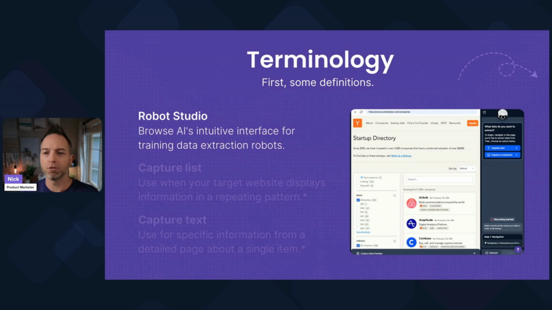Robot Studio. Robot Studio is what you use to train your robot to scrape the data that you want. Browse AI began with a Chrome extension. It still does exist, but Robot Studio is what's being developed and updated to be the most up-to-date solution for you to scrape data.